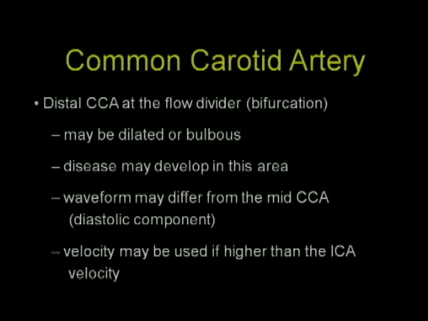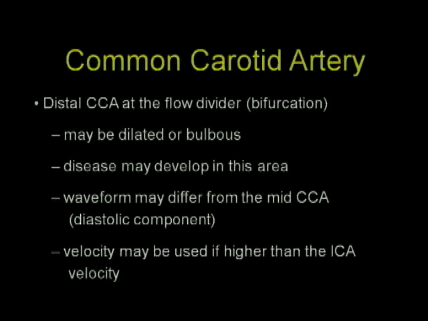We then would move on from the mid-common carotid artery to the distal common carotid artery at the flow divider, or what we refer to as the carotid bifurcation. This can be an area that may be dilated or bulbous. It is also an area where you may see disease develop. We can often see patients who develop disease within the carotid bifurcation that extends into the internal carotid artery. In some cases, the waveform may differ from the mid-common carotid artery in terms of the diastolic flow component, and that's because of the proximity of the bifurcation to the internal carotid artery.